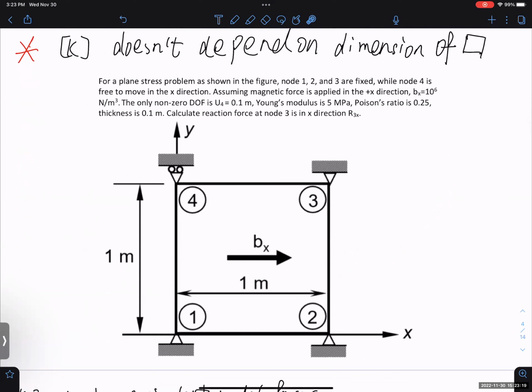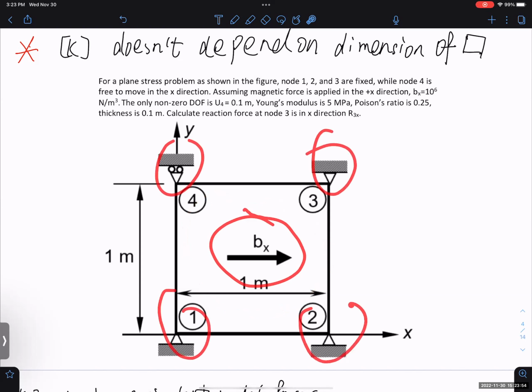I feel this is a fun question in the homework. It confuses students a lot. I think the main problem is that with KQ equal to F, students get confused about how to write the F on the right-hand side. So let's check this structure. The external applied force should include the equivalent nodal force caused by the body force, plus the reaction force at the fixed boundary condition.